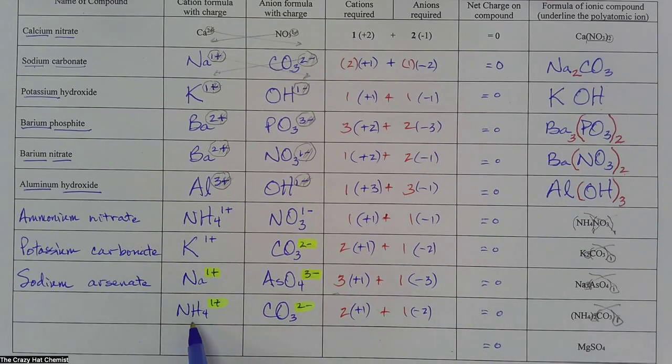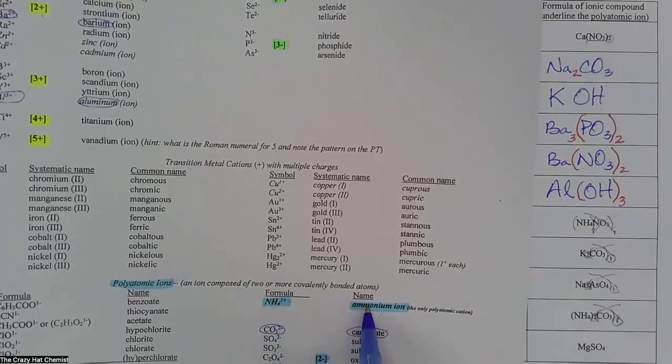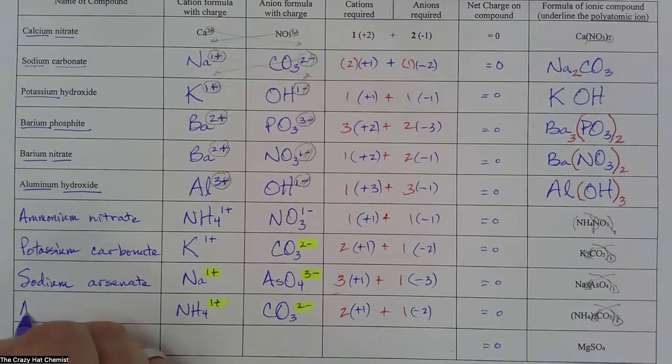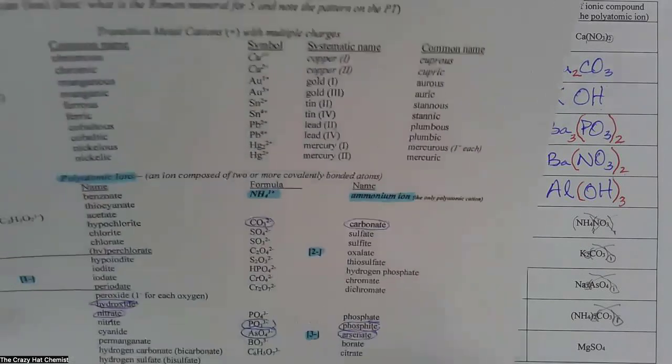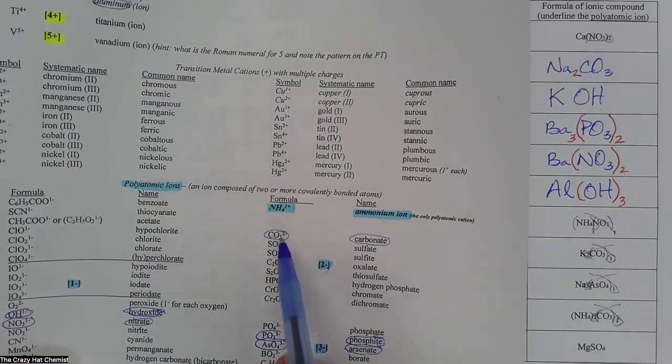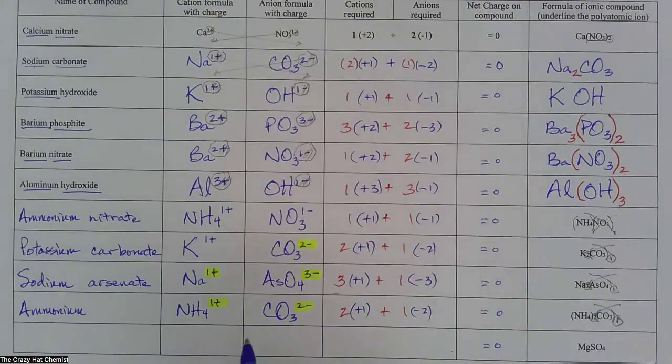Okay, I am going to look in the 1 plus category and the 2 minus category to find the names of these. This is a polyatomic ion, so there's only one, and that's ammonium. Ammonium. And then CO3 is in the 2 minus category. CO3, that's carbonate. We've done that before.